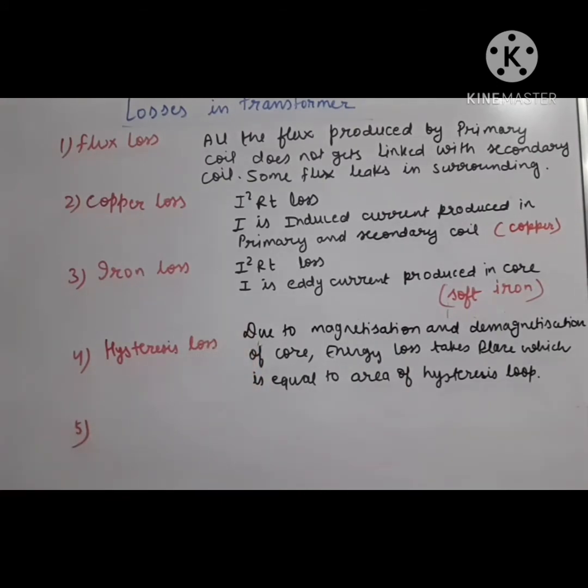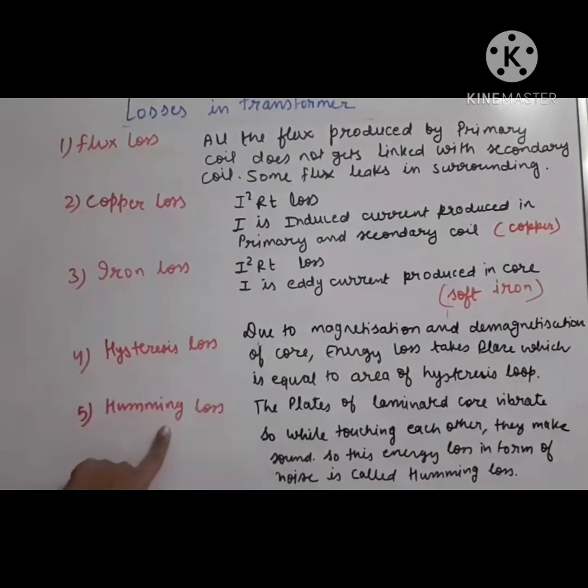Now the last point is humming loss. By the name humming, you must be remembering a hummingbird. A hummingbird is known for making a particular noise. So hummingbird is related to noise. In electrical circuits we use the humming term for the noise. So where the noise comes or noise loss is there, let's see.